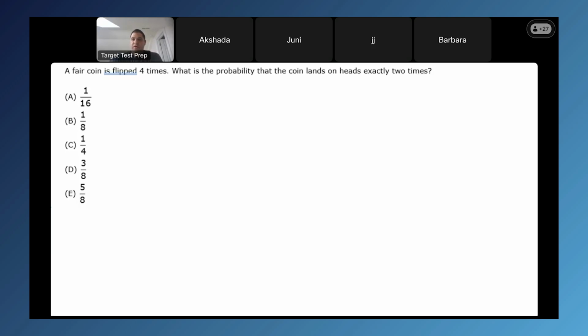So the difference here, looks like you guys got this right. You do the probability out. First and foremost, it's 1/2 regardless. So it's going to be 1/2 to the 4th. The answer, of course, isn't 1/16, which is the trap answer. You have to account for the multiple outcomes.